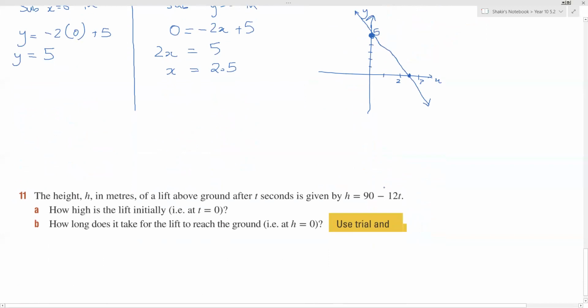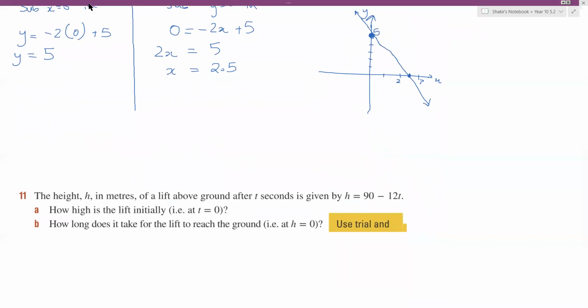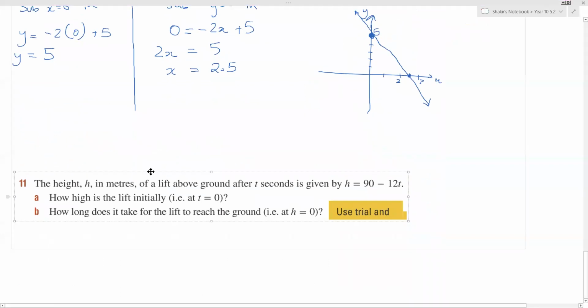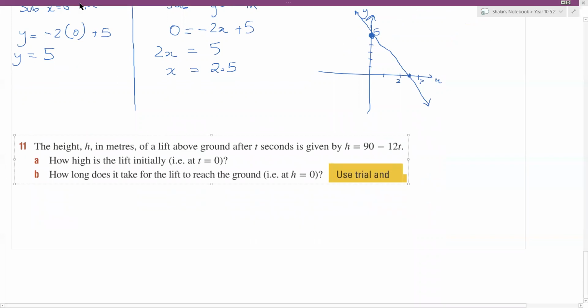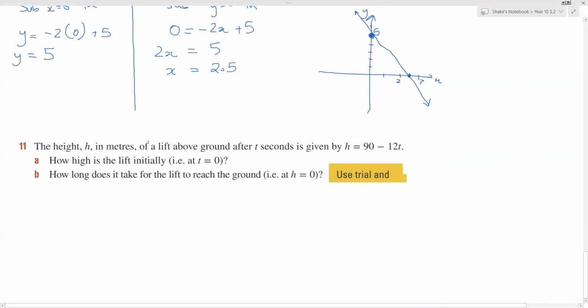Now in the exams and so on, you might get slightly harder questions, worded questions, I guess. Let's have a look at a worded question. The height h in meters of a lift above ground after t seconds is given by that. So the height after a certain amount of time is given by that. How high is the lift initially?